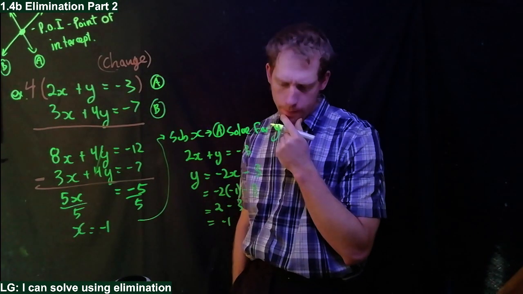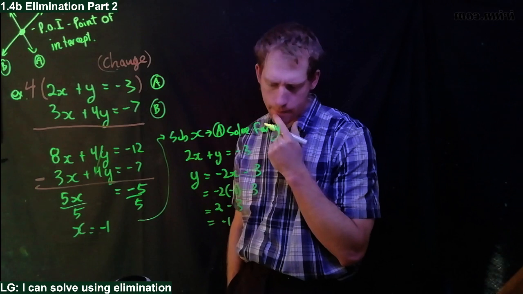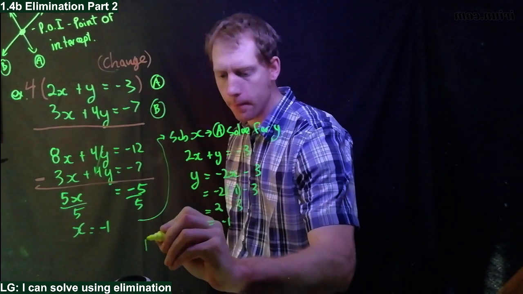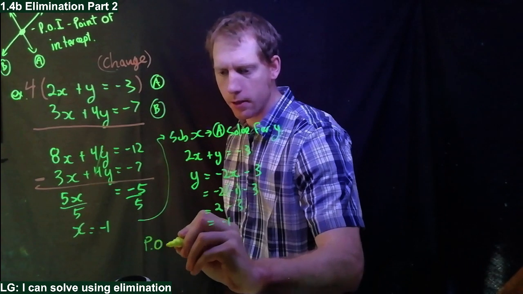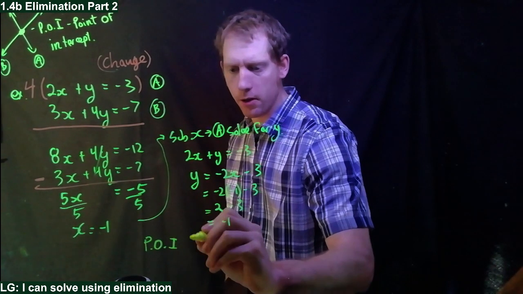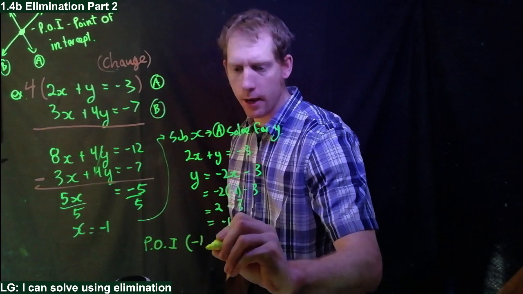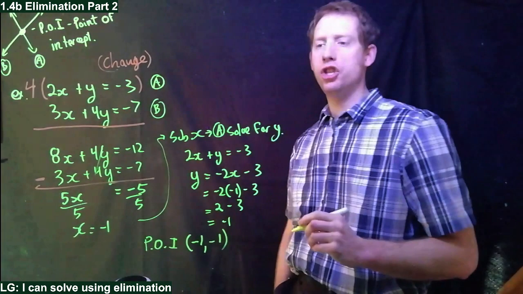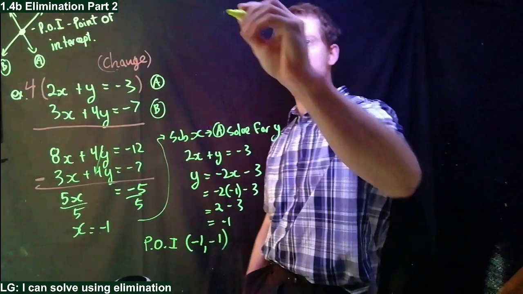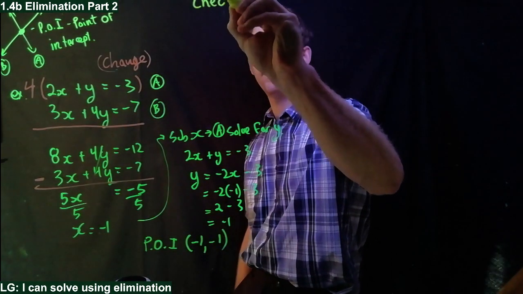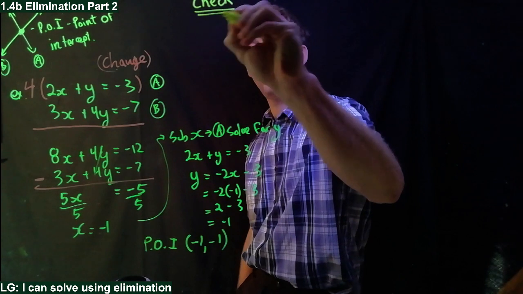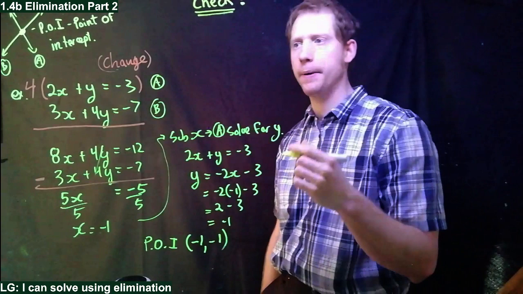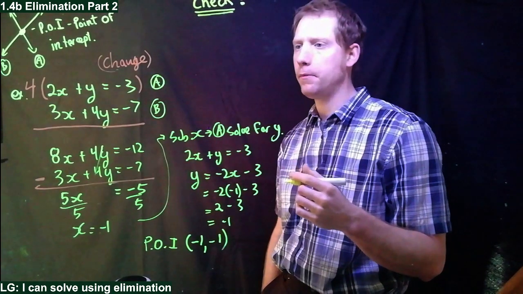So therefore, the point of intercept is (-1, -1). How can I check to verify that this is right? How can I check this? Nick, how do I know if I'm correct? How would I do that mathematically? How would I check? Put the values into the equation.